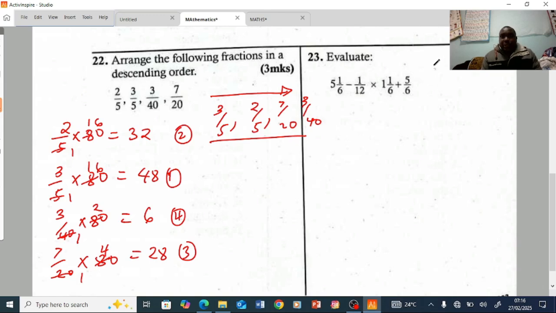Evaluate this. Here we are going to use BODMAS.